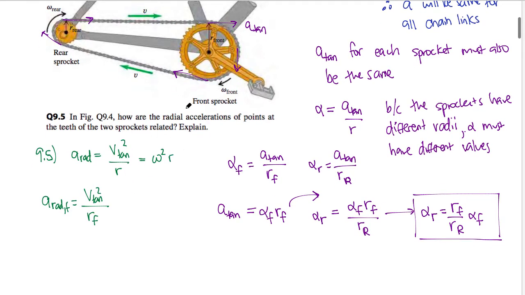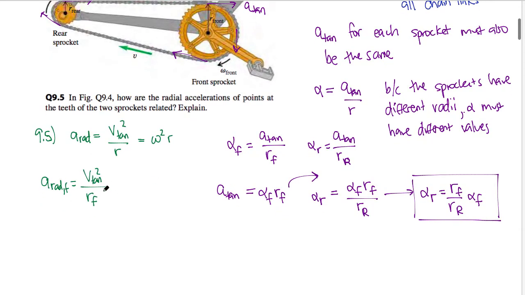Now, is angular speed the same for both? Not really. Because if you think about it, this larger sprocket is going to turn fewer times for every turn of the small sprocket. So my radial acceleration is best compared through the tangential velocity. So my radial acceleration of the front sprocket is written here, and the radial acceleration of the rear sprocket is, again, v tangential squared over the rear radius.